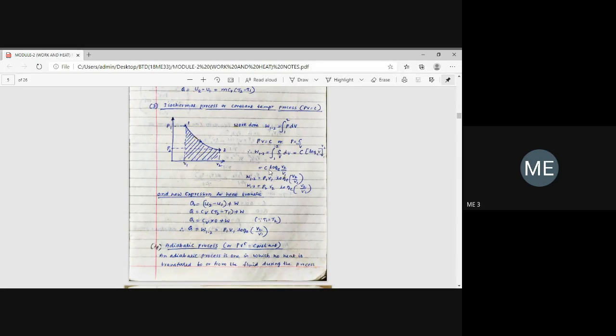Okay, so we can write the above equation as P1 V1 log E V2 by V1, or we can write P2 V2 log E V2 by V1. So already we derived this expression. Okay. Next step is we have to find out the expression for heat transfer during isothermal process.